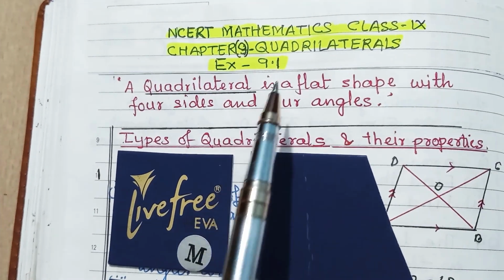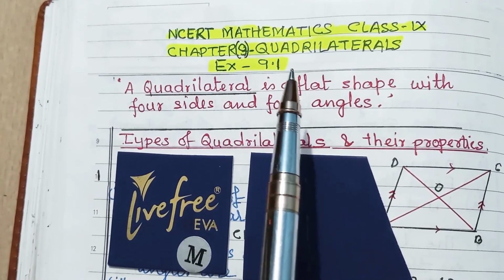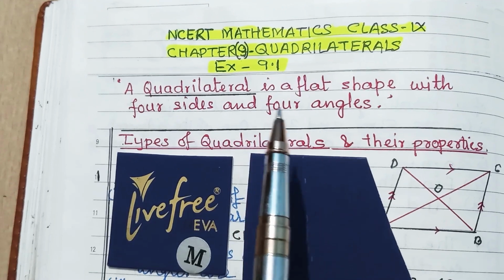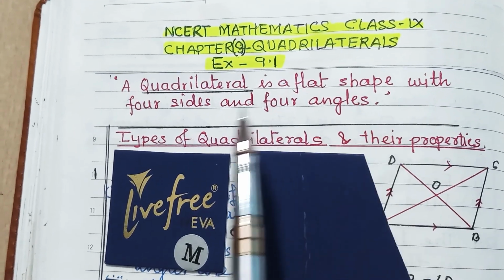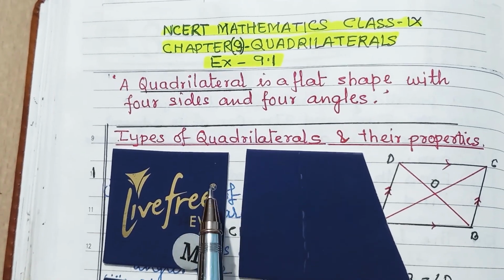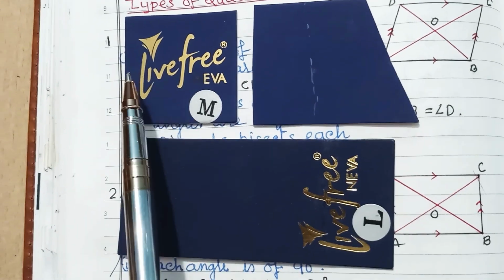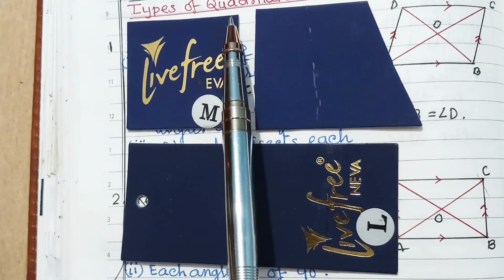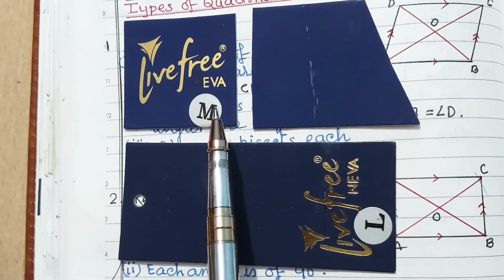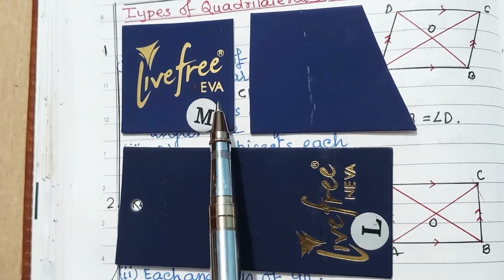Quadrilateral is a flat shape with four sides and four angles. These all are examples of quadrilaterals, which have four sides and four angles. There are different types of quadrilateral.